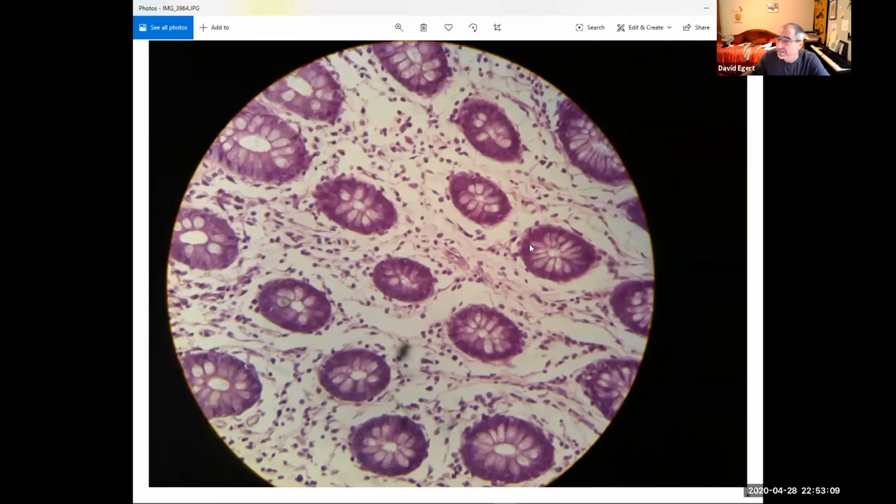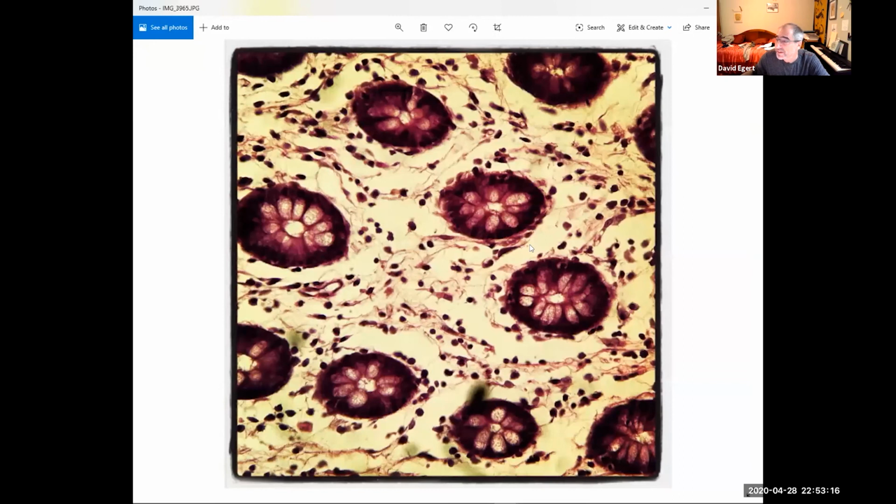Right, so this is where all your poop is going through. It's actually going all over this. Yes, if you're going to post it to Instagram, you might want to put it through a filter or something.